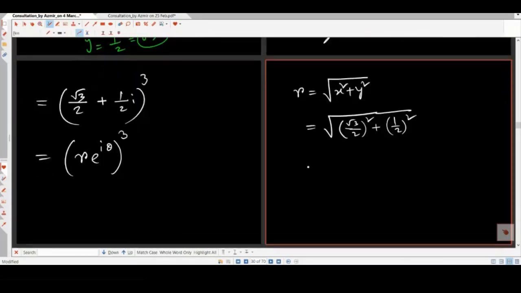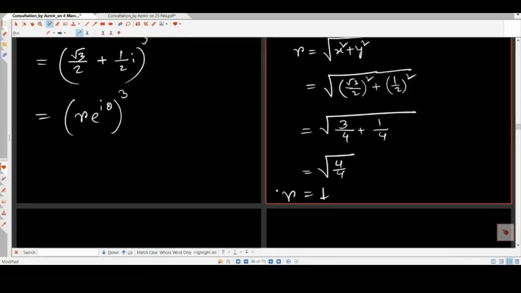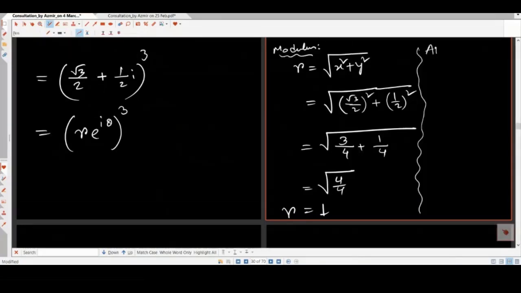So finally we have 3 over 4 plus 1 over 4. That means we are getting 4 over 4. We have the modulus r equals 1. What about the argument?